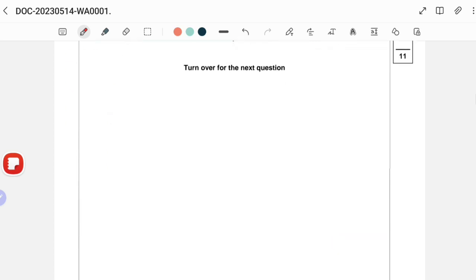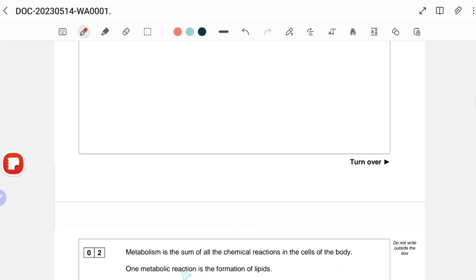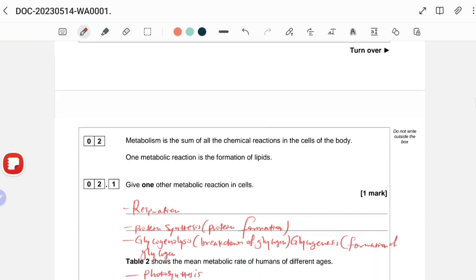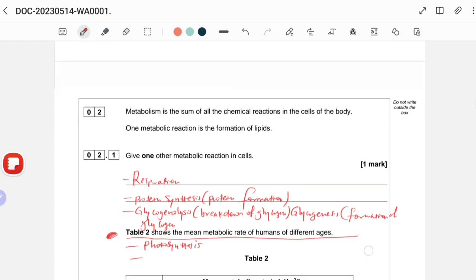All right, let's go to the next question, which we saw the other time. It says that metabolism is the sum total. I don't know what really happened to this other file here, but I will find out later. Give one other chemical reaction in the body. Well, respiration, protein synthesis, which is formation of protein, glycogenolysis, which is breaking down of glycogen, glycogenesis, which is formation of glycogen, then photosynthesis. All of these are examples of metabolic reactions. Please don't forget that. Now here, table 2 shows, I'm reading this question right now.